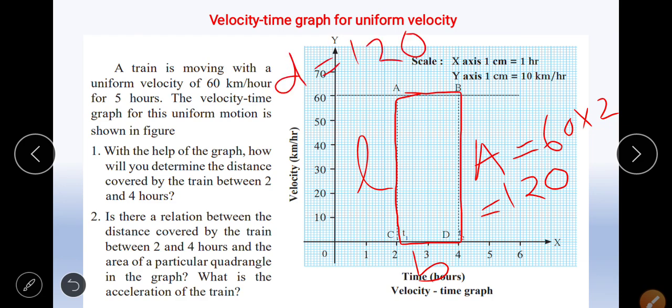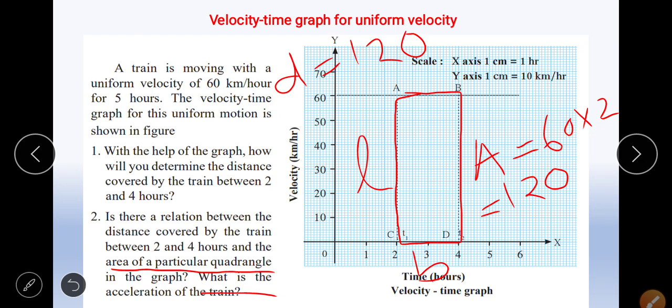So the answer to this question is yes, there is a relation between the distance covered and the area of a particular quadrangle. What is it? That both are equal in quantity. We can say that the area under the velocity time graph gives the displacement of the object in the given time interval. The next question is, what is the acceleration of the train?